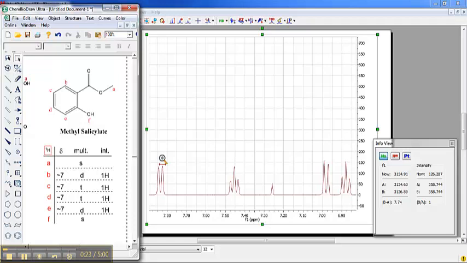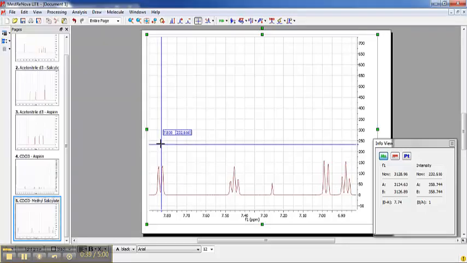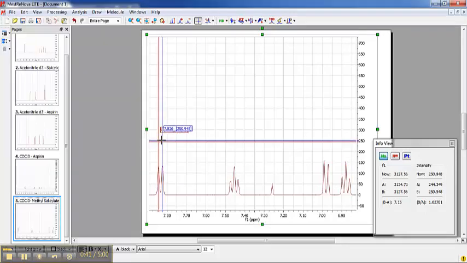Based on analogy to what we did with aspirin, we are confident in assigning this peak to be B, and therefore this peak must be E. We are less confident as to what the identity of these two peaks are. And coupling allows us to figure that out. Zoom in on the distance here.